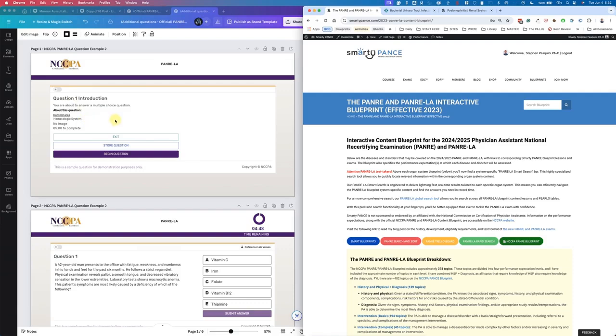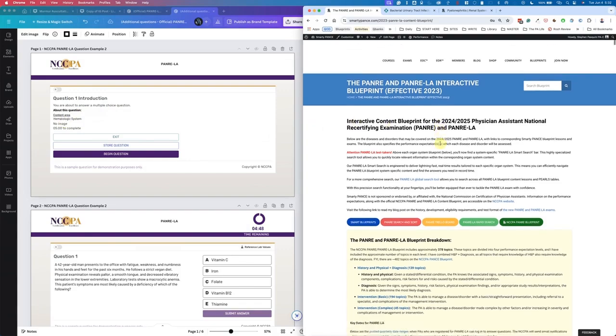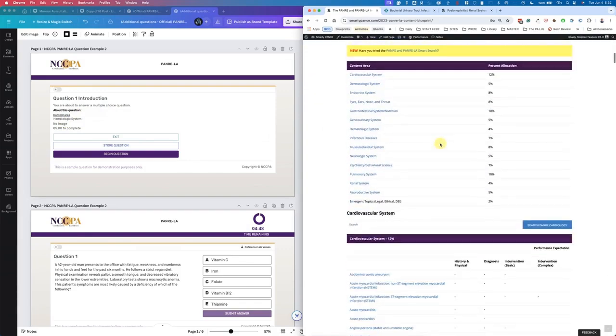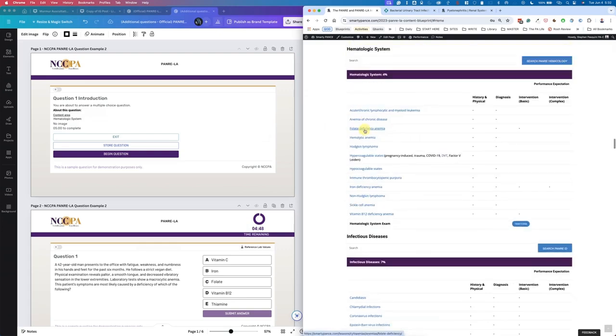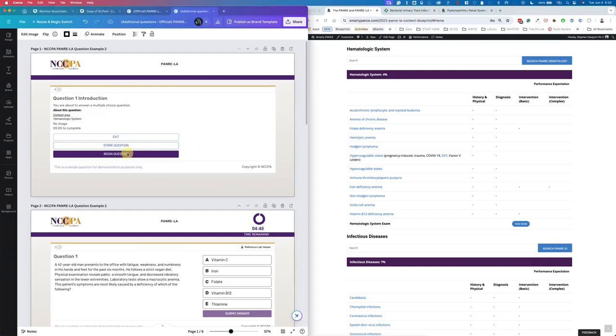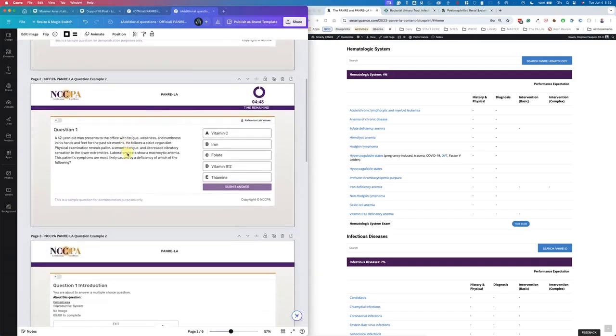So let's take an example, pretend we're on a hematologic system example. So here we are at hematologic system. So I'm going to click hematologic system. So here's all our diseases, disorders. Maybe I want to take a quick look through, but I'm feeling ready. I want to begin the question. Let's go ahead and click begin question. And here we're at the question.